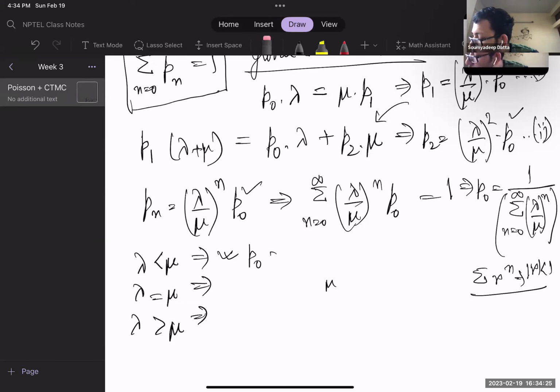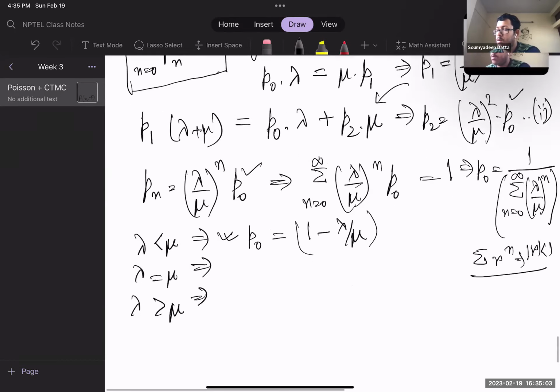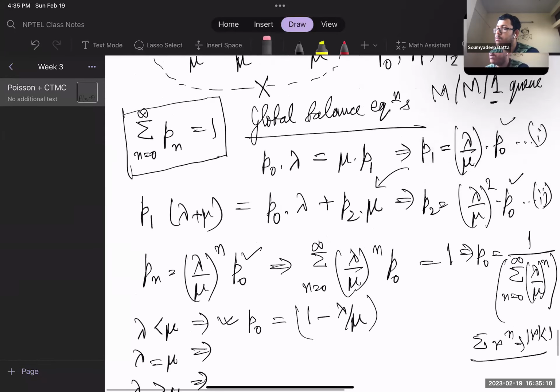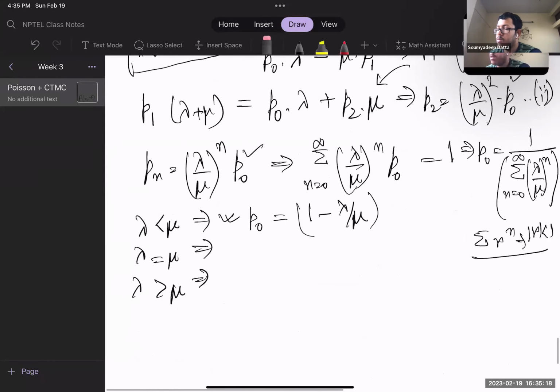No, my bad. This summation is actually well known. This is nothing but e to the power lambda by mu, right? Oh no, I think I was right. Yeah, which is 1 by 1 minus lambda by mu. Anyway, if you put P0 into all of these, you will get the values. And if lambda equal to mu, this summation doesn't converge. It becomes a borderline case actually. So in these two cases, it will not converge.